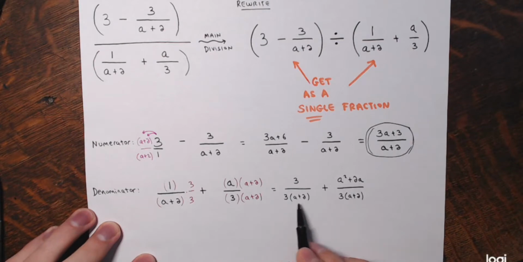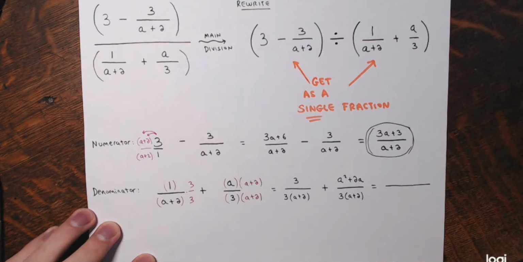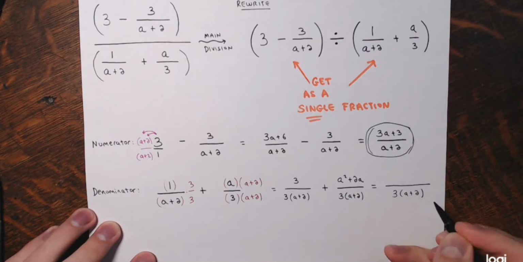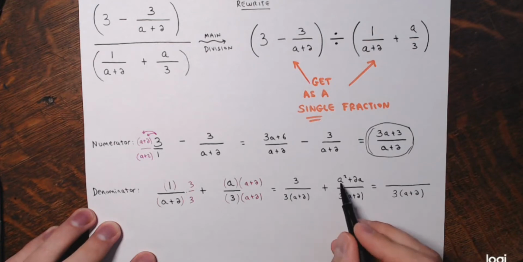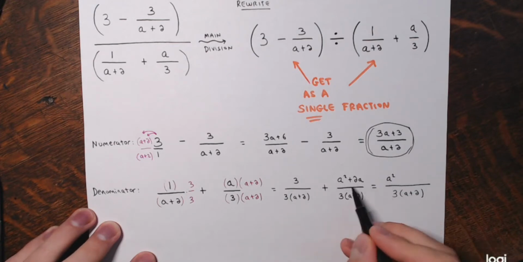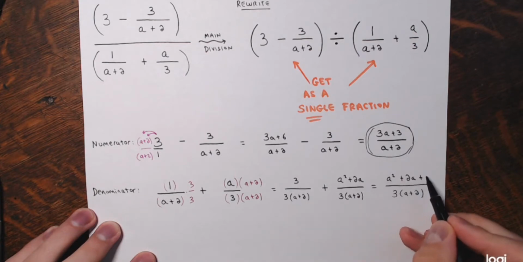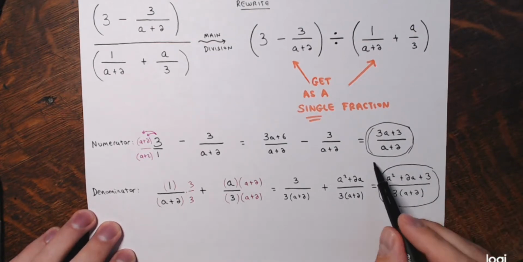And now that these have the same denominator, I can put them together. And the denominator stays, right? 3 times the quantity a plus 2. And when I add these numerator terms, well, no, there are no like terms, so I just say, positive a squared, positive 2a, and then a positive 3. Right? All right, so there, again, I'm putting this in a circle. This isn't the answer. And we're dividing these.